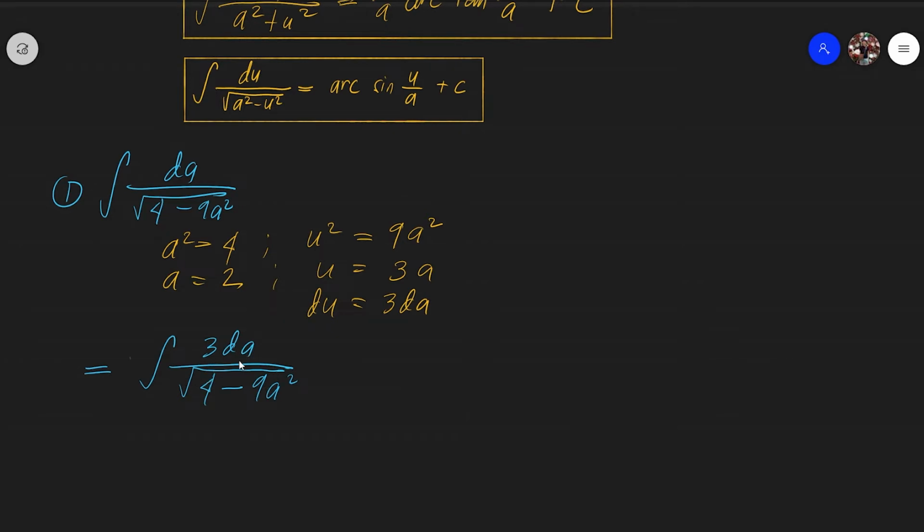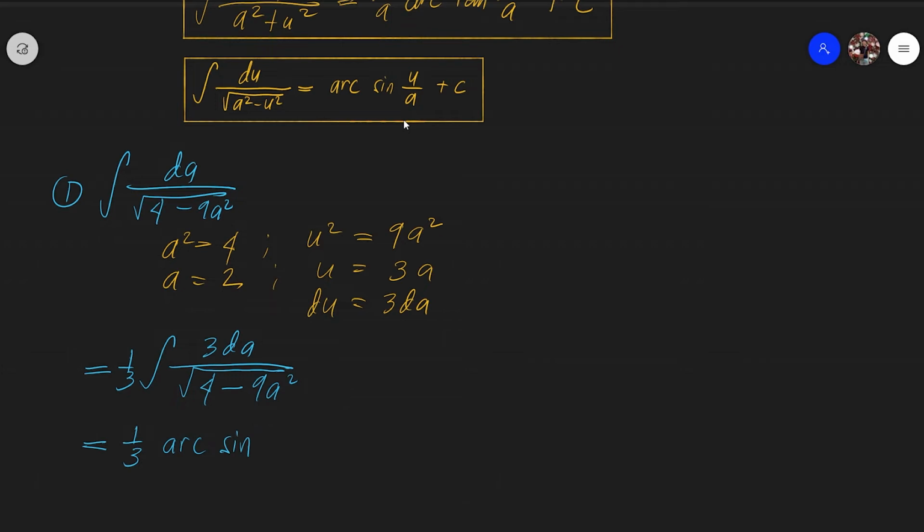And the correction factor is 1/3. So this is equal to, you will now apply the right side of the formula, that is arcsin u over a. Of course, you have to copy first the 1/3 because it's outside of the integral, and you will apply the right side, and that is arcsin u over a.